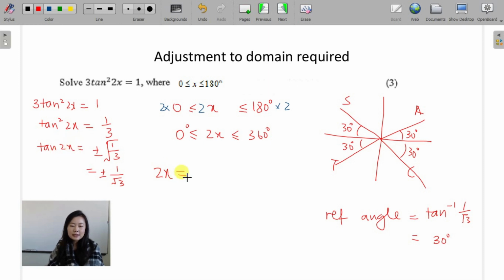So this thing is equal to first quadrant, 30. Second quadrant, 180 minus 30. Third quadrant, 180 plus 30. Fourth quadrant, all the way here, 360 minus 30. Okay, so simplifying a little bit first.